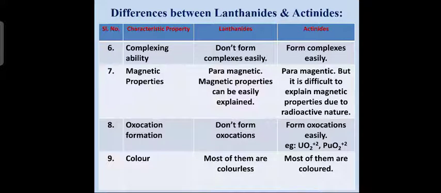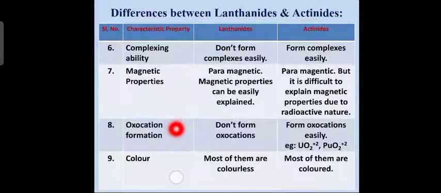Next slide. Sixth point, complexing ability. Lanthanides do not form complexes easily, whereas actinides form complexes easily. Next point, magnetic properties. Lanthanides are paramagnetic in nature, so magnetic properties can be easily explained. Actinides are also paramagnetic, but it is difficult to explain magnetic properties due to their radioactive nature.